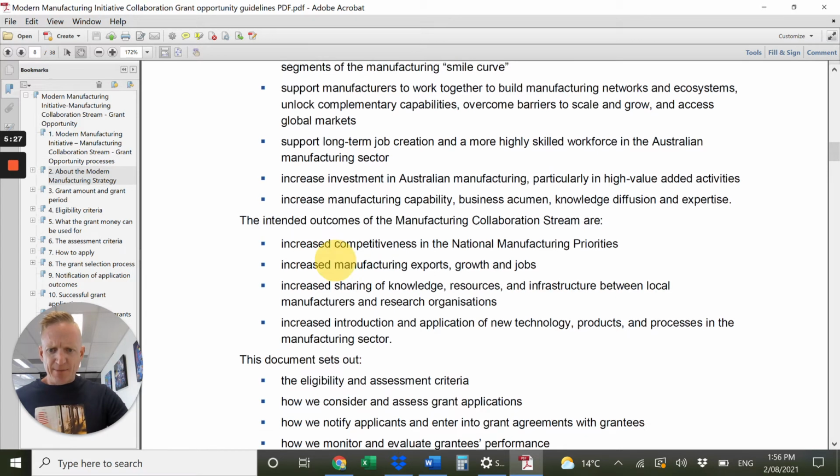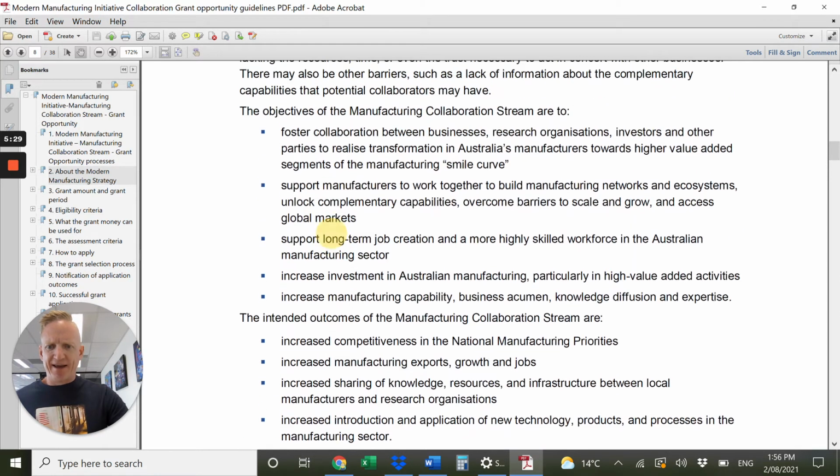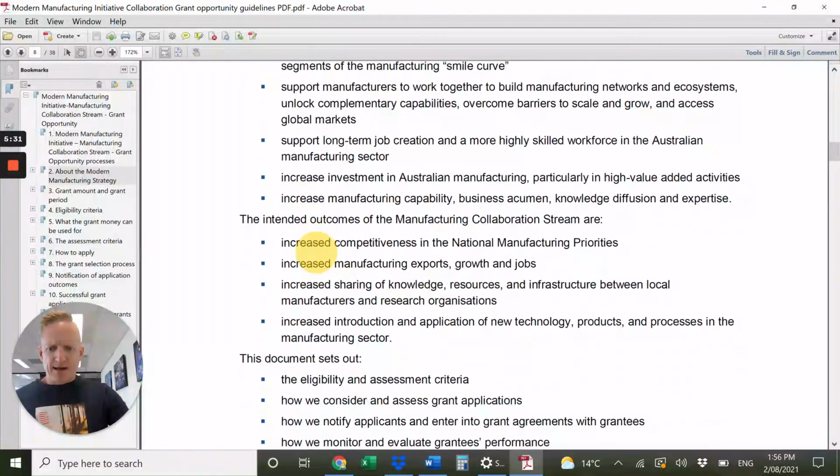Okay, then we go and mention the outcomes. So once again, give each of these their own heading, and then the outcomes. So increase competitiveness in the national manufacturing priorities. You can go and look up what those priorities are. That's where Australia has identified where they want to be leading edge, and increase competitiveness.